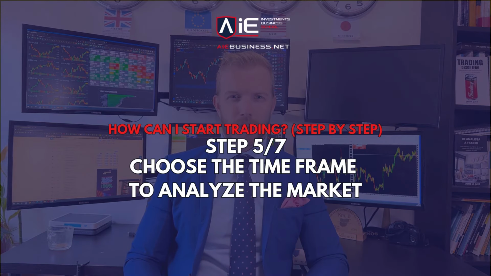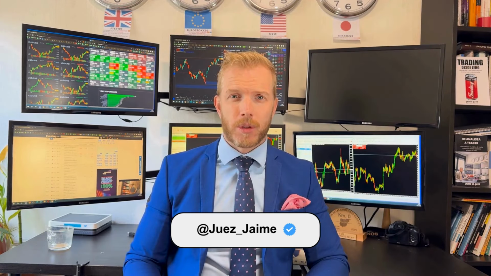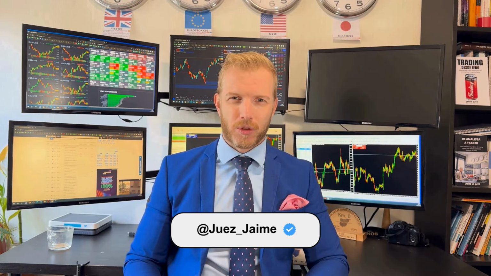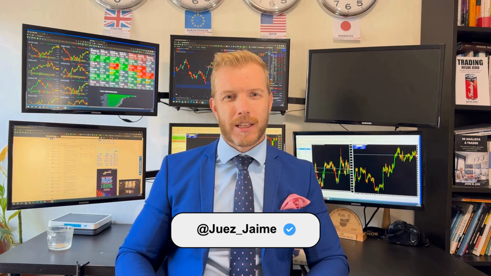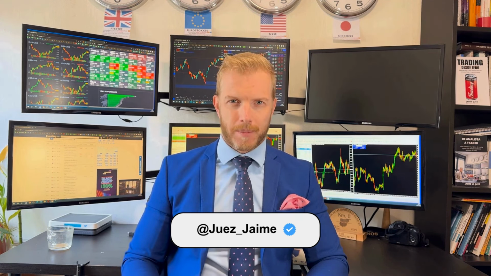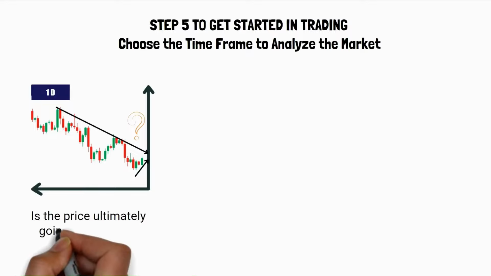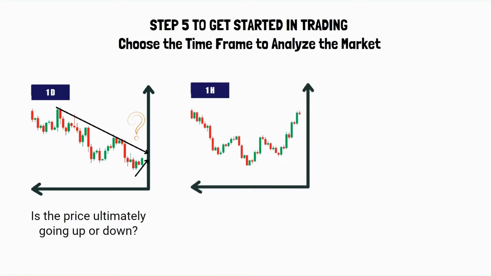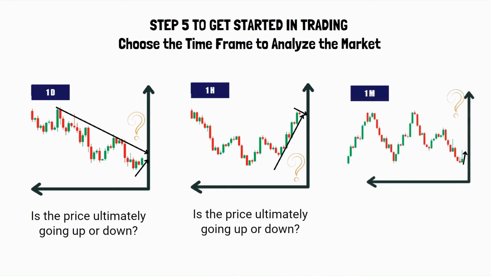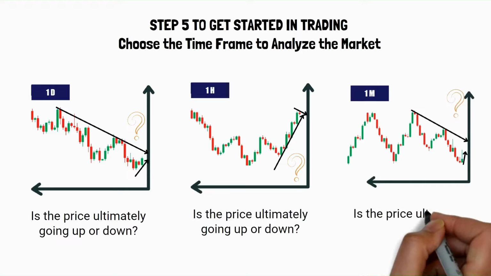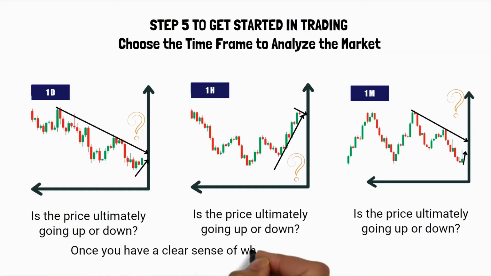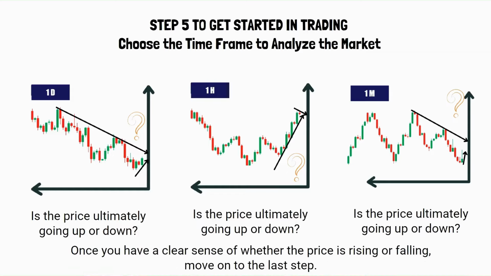Step 5. Choose the time frame to analyze the market. When you select an asset on the trading platform, you need to decide whether you want to view the price on daily, hourly, or minute charts. My recommendation: start with the daily chart, analyze the market, and ask yourself, is the price ultimately going up or down? Then move to the hourly chart and repeat the same process. Analyze the market and ask yourself the same question. Finally, switch to the minute chart, perform the same analysis, and ask the same question again. Once you have a clear sense of whether the price is rising or falling, move on to the last step.